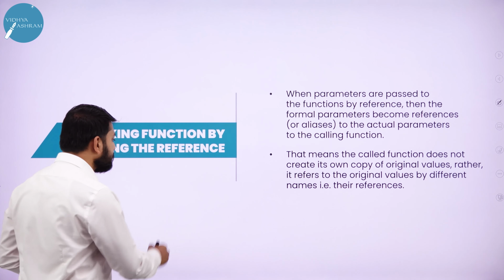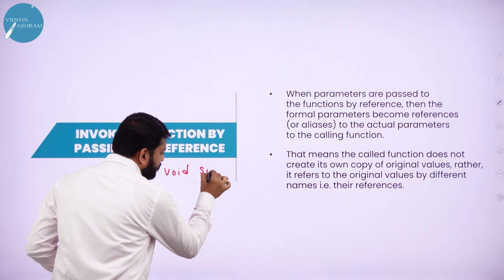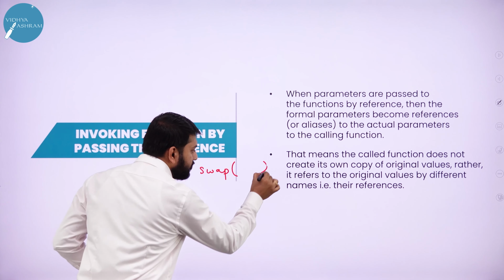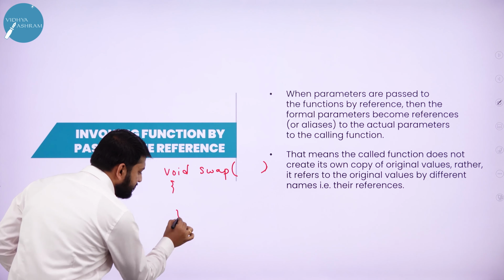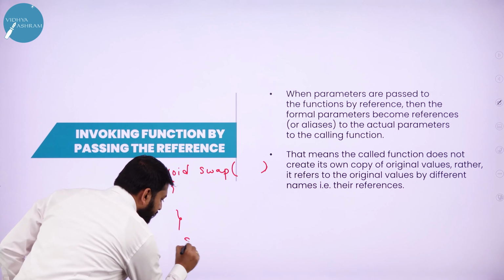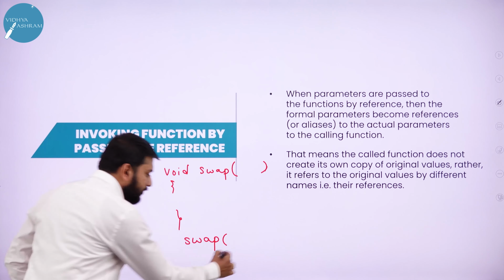So let me just write a simple code for all of you. You have to write void swap. So what is void? Void is a return type here. Swap is a function name that I'm trying to write. This is a function definition that I'm trying to write for all of you. And then I have a function call. What is the function call? I should have the function name followed by the parameters.